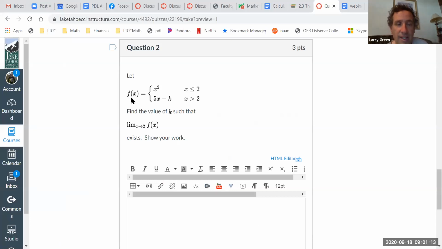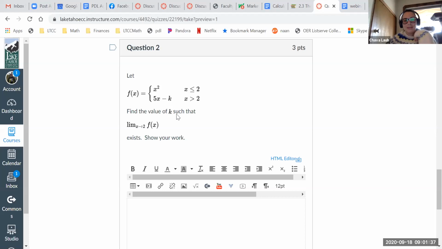Question 2 is, now we have f of x equals x squared for x less than or equal to 2, and 5x minus k for x greater than 2. Find the value of k such that the limit as x goes to 2 of f of x exists. Show your work. All right, so for the limit to exist, what does that mean here?